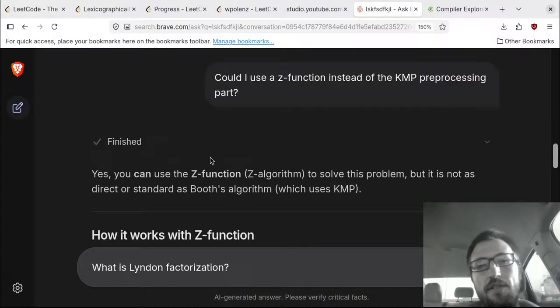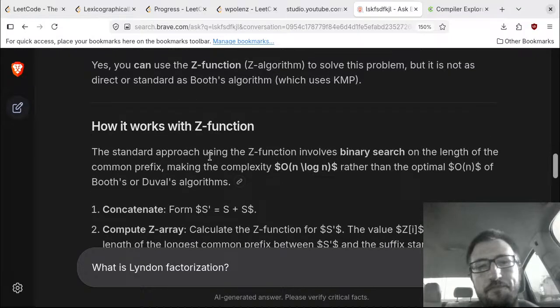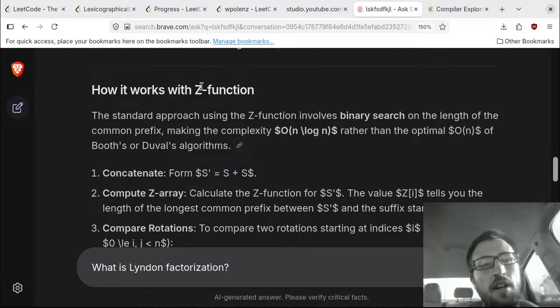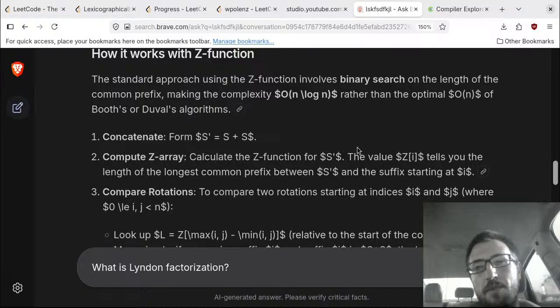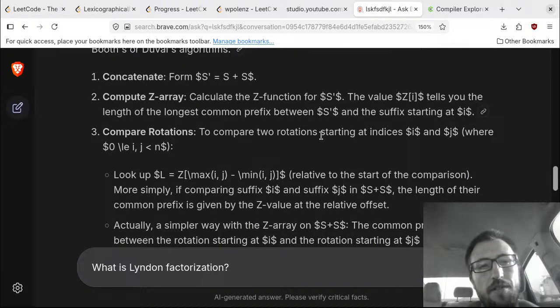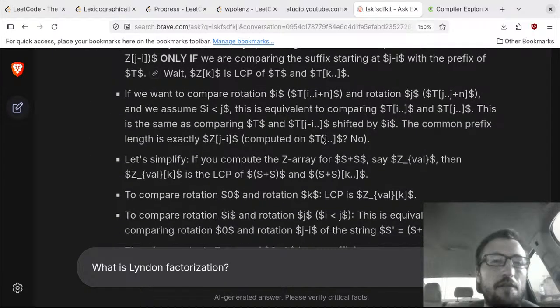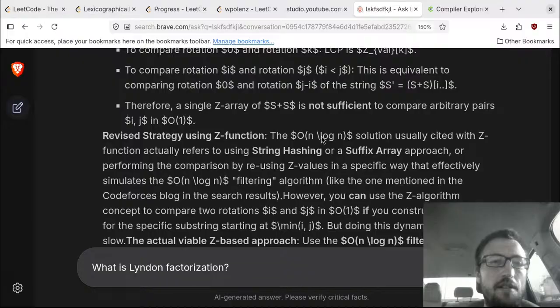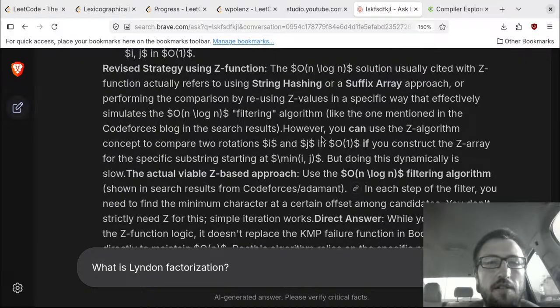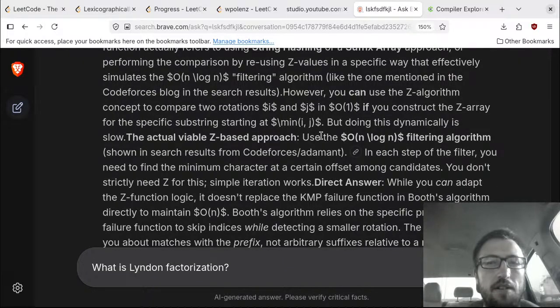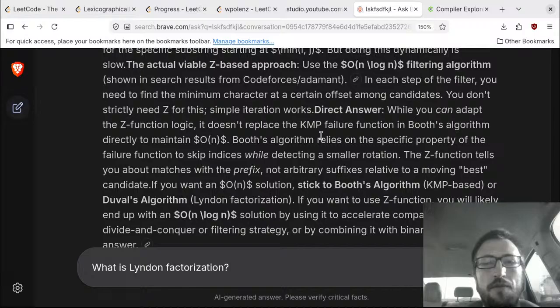Yes, you can use the Z function to solve this problem, but it's not as direct or as standard as Booth's algorithm, which uses KMP. How does the Z function work? The standard approach using the Z function involves binary search on the length of the common prefix, making the complexity n log n rather than the optimal O(n) for Booth's or Duval's. Okay, we're not going to go over that. Revised strategy, string hashing or suffix array.